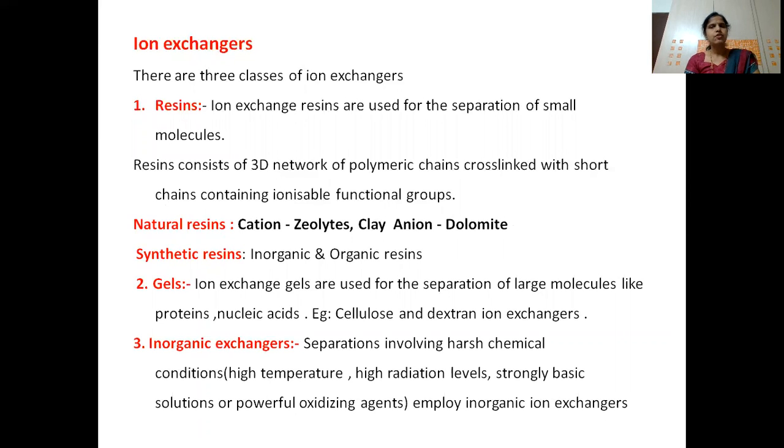And the third one is inorganic exchangers. Now these inorganic exchangers, when do we use them? When the separation we are doing involves some harsh chemical conditions. Harsh chemical conditions means when we are using high temperatures, high radiation levels, or strongly basic solutions or powerful oxidizing agents. If we use such chemicals for the separation, then we will be using these type of resins which are inorganic exchangers. But generally we use resins as the ion exchangers.